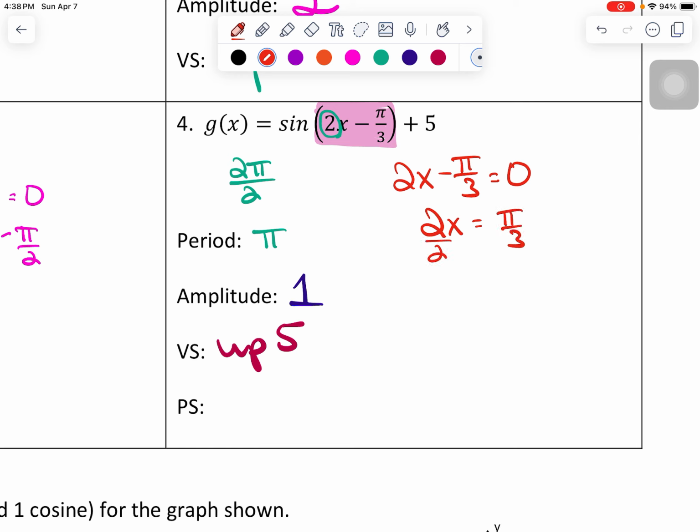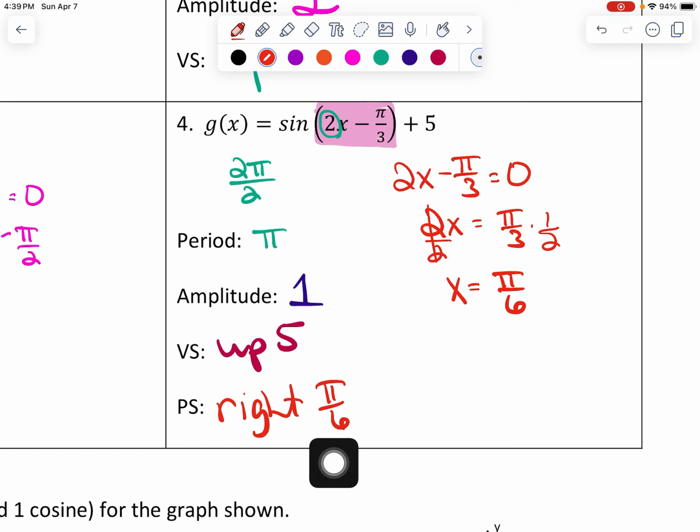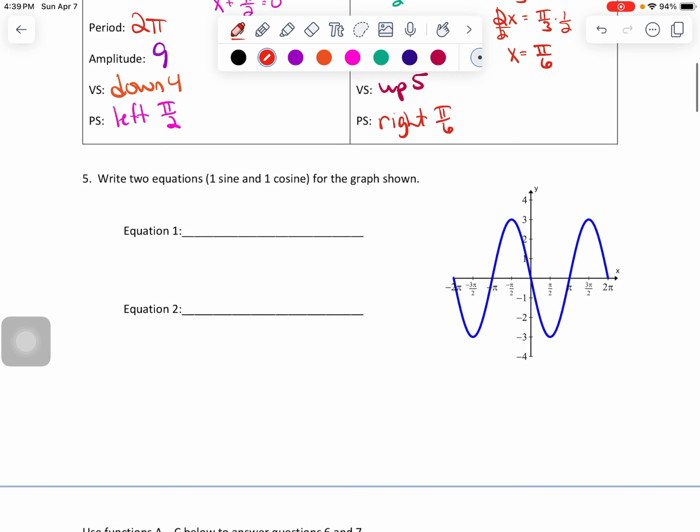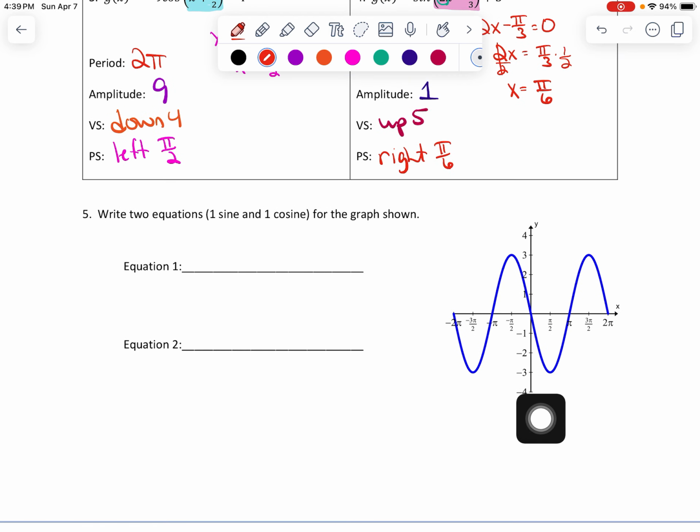I'm going to divide by 2, which means the same thing as multiplying by 1/2. All right, so this is going to give me x is equal to pi over 6. Now that pi over 6 is positive, so that means I'm going to shift to the right pi over 6 units. Now again, I'm not worried about how many spaces that would be on the graph. It is unimportant in this problem. You just need to identify what the actual phase shift is. All right, so whether you're given a graph or you're given an equation, you should be able to identify those key features.